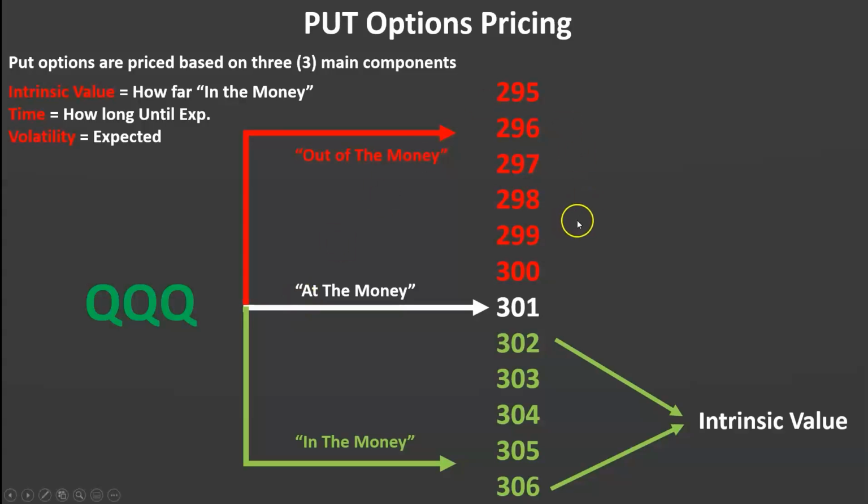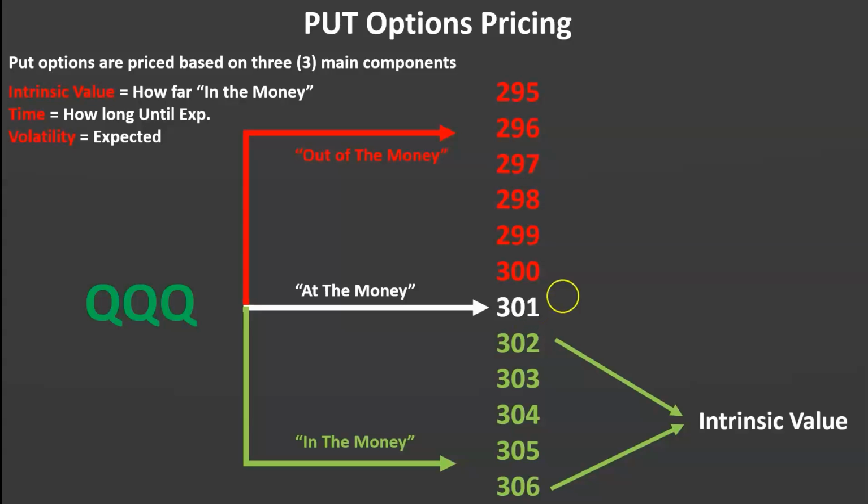So therefore, the right to sell at 302 is greater than the right to sell at 301. And the right to sell at 304 is greater than the right to sell at 302. All right? So the point is the in the money, out of the money, it's just flipped. It's just inverse, or inverted, I should say.